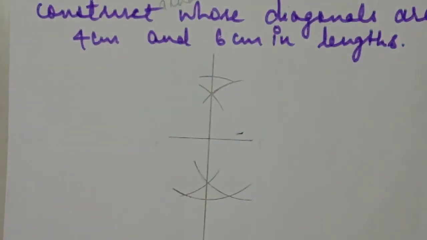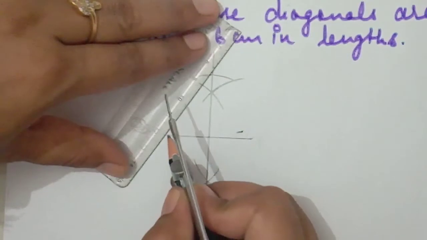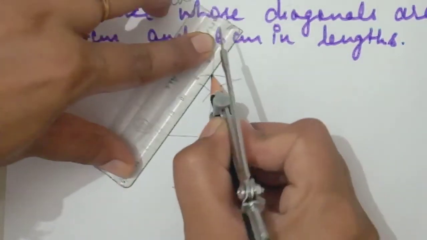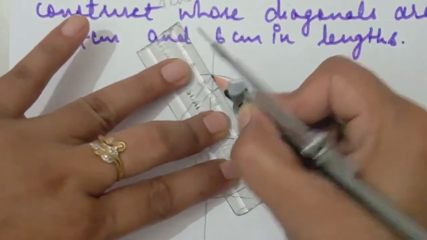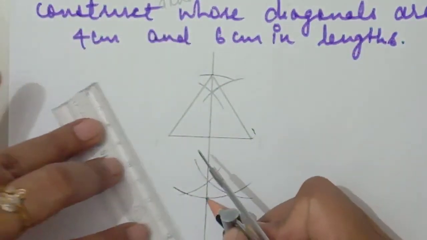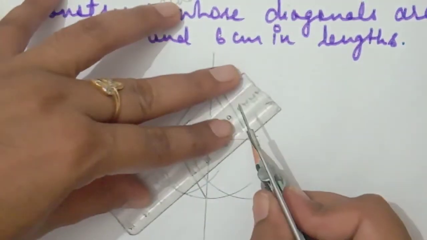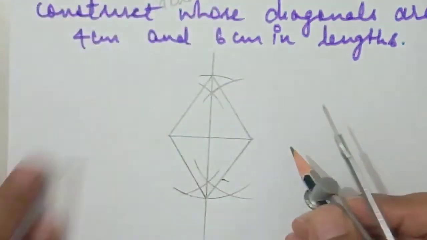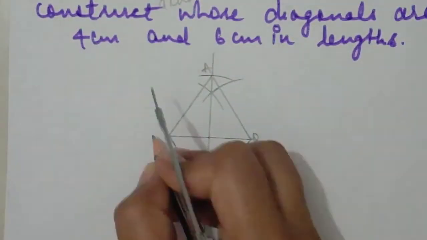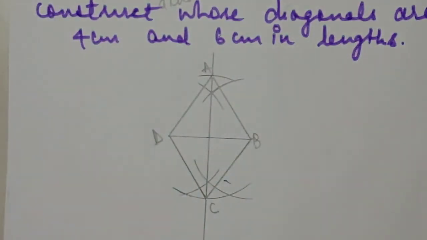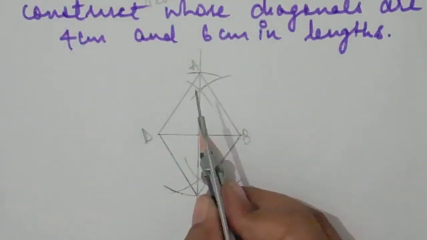Correct. Now these two points we already have, and now we will join the end points of the diagonals like this. See, this is our rhombus A, B, C, D, and we draw this rhombus when both diagonals are given.